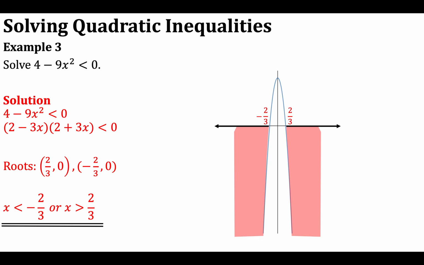And like I've done with the other examples, if we'd been asked to solve the opposite, 4 minus 9x squared greater than 0, we would actually be encompassing these values in here. So x would lie between negative 2/3 and positive 2/3. Okay, so just now would be a good time to pause the video and take these down in your notes.